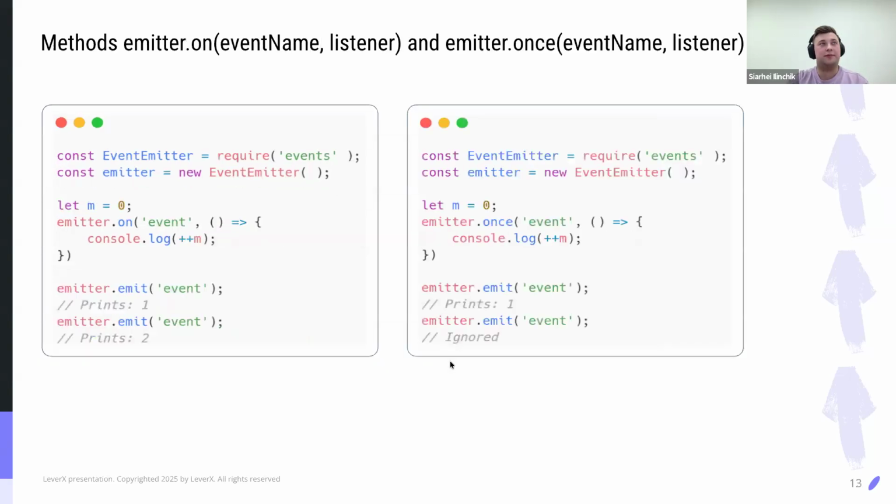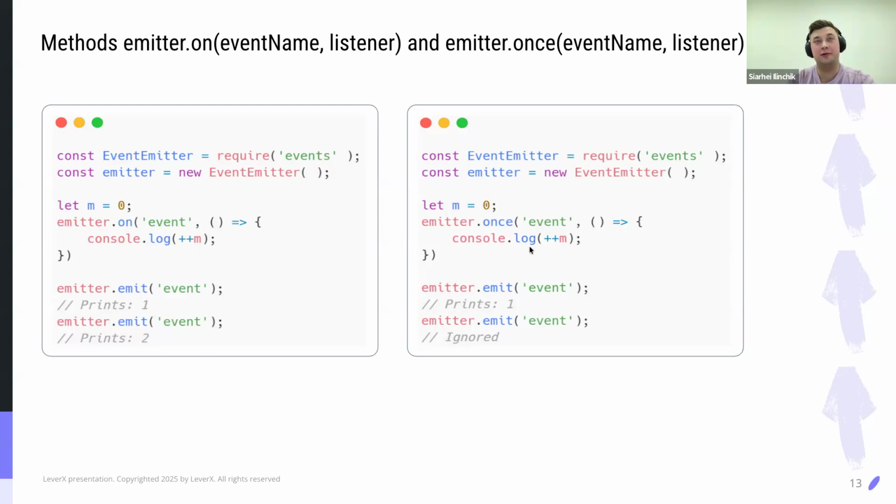So let's have a look at the differences between the on method and the once method. We have very similar code snippets here. When we look at the left-hand side code snippet, we can see that we are registering the event listener as in the previous example, and we are emitting the event called event twice. And as we expect, this listener is being triggered once, twice, basically as many times as the event was emitted.